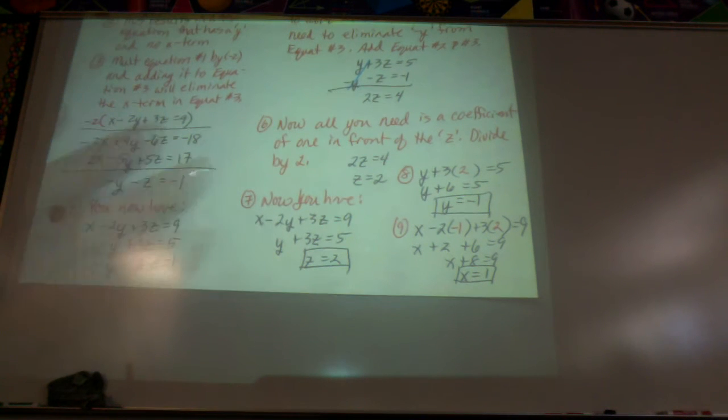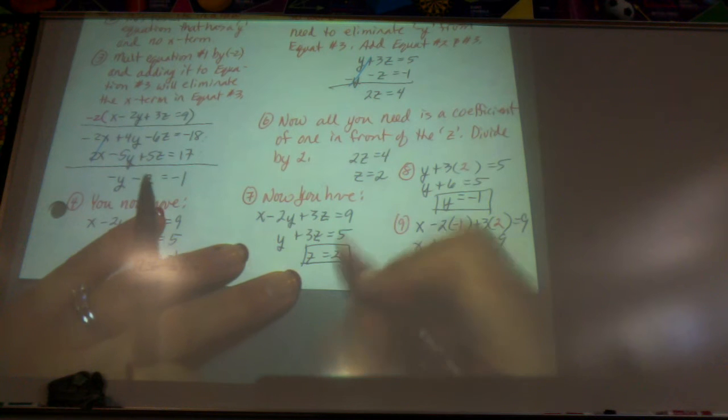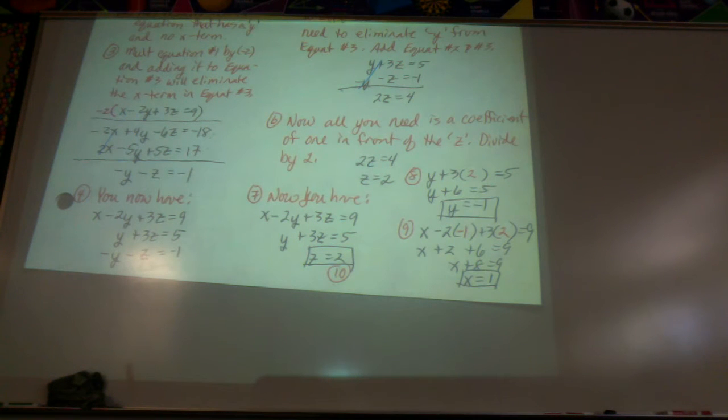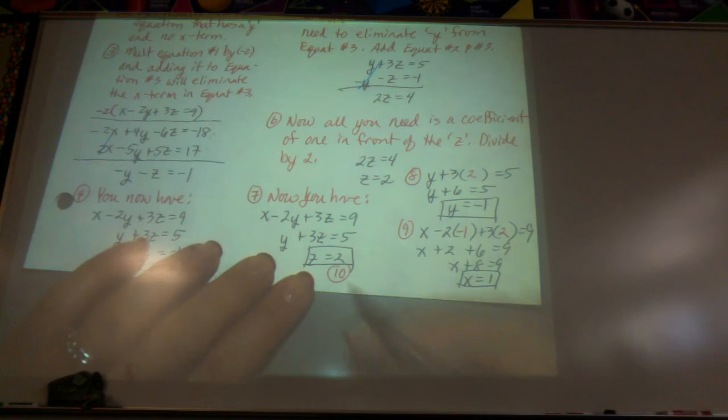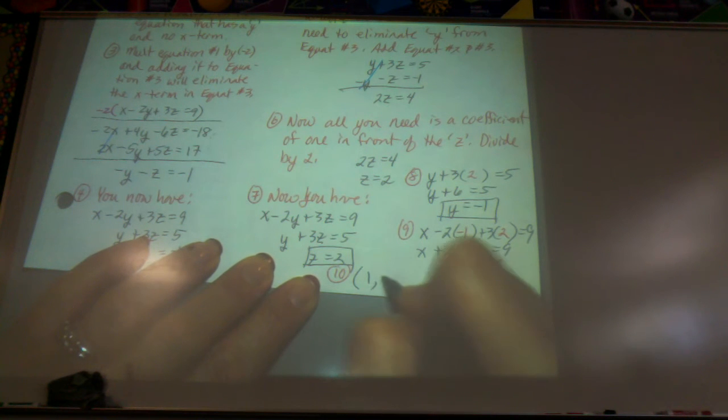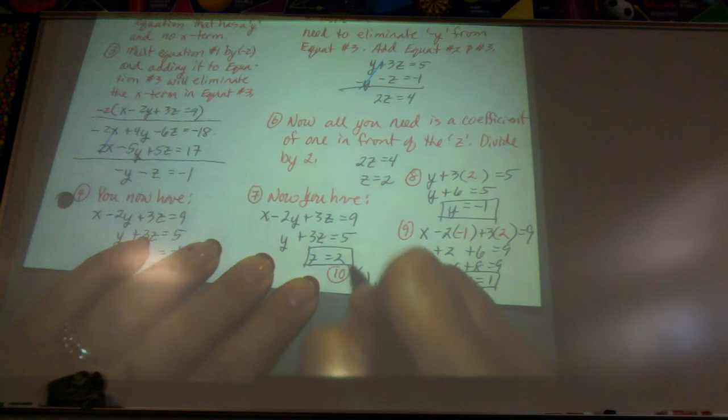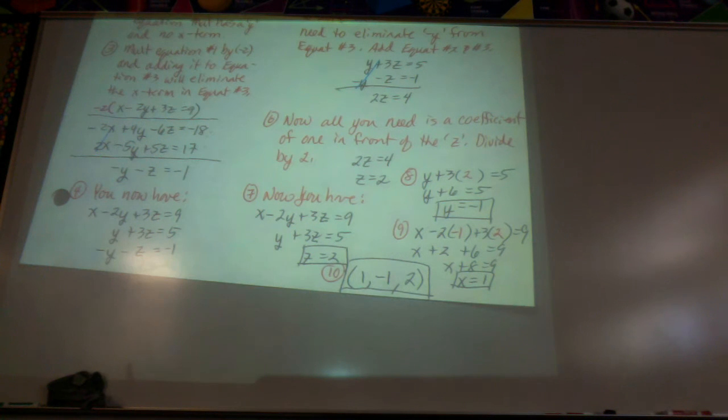Now, your answer must be written, and so your very last step, step 10, must be written as an ordered triple. This is in the 3rd dimensional quadrant. It's a quadrant that has an x-axis, a y-axis, and a z-axis. It's 3 dimensions. You can see it, touch it, and hold it. But it's very difficult to draw. Lucky you, I'm not going to make you draw it. And it does have to go in alphabetical order. So my x was 1, my y was negative 1, and my z is 2. If you don't write it in the ordered triple, you will lose points, because that is the correct answer.